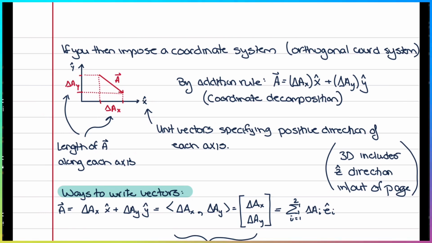So I can imagine, by the addition rule, that if I have this vector that starts here and ends here, that's the same thing as if I start here and go down and then go over, along each of the axes. So by the addition rule, I can think of this original vector as having some component in the x direction and then some component in the y direction, where this component is the part that is parallel or anti-parallel to this axis, and then this is the component that is parallel or anti-parallel to this axis. So that's what's called a coordinate decomposition.